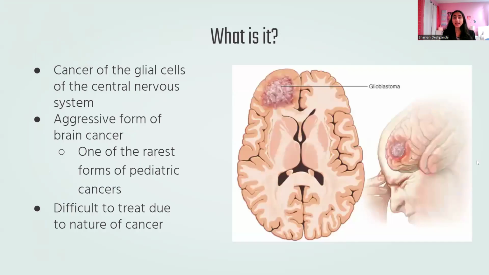So to start off, what exactly is glioblastoma? Glioblastoma is cancer of the glial cells of the central nervous system. It is an extremely aggressive form of brain cancer, and due to its nature, it is difficult to treat sometimes. It is also one of the rarest forms of pediatric cancers that occur, and due to this, all the treatments for pediatric glioblastoma are primarily blueprinted off of the adult glioblastoma treatment.